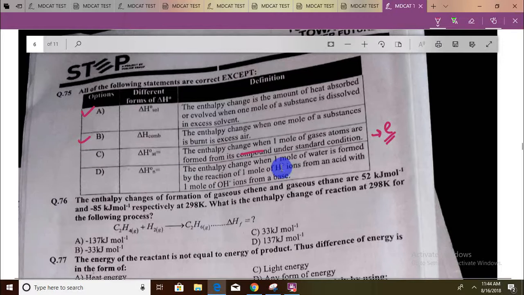The enthalpy change when 1 mole of water is formed by the reaction of 1 mole of H plus from an acid with 1 mole of OH minus from a base. So plus 108 for Na and plus 218 for H. And for combustion we have for ethanol -1368, and we also have for carbon, which I guess was about 393.7, and combustion is always negative and atomizations are always positive.